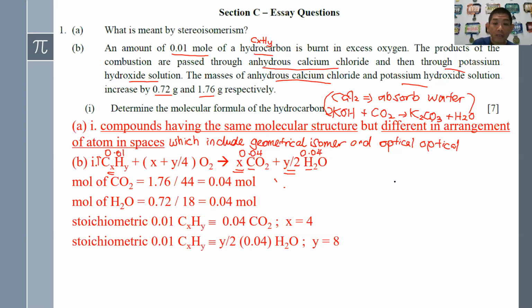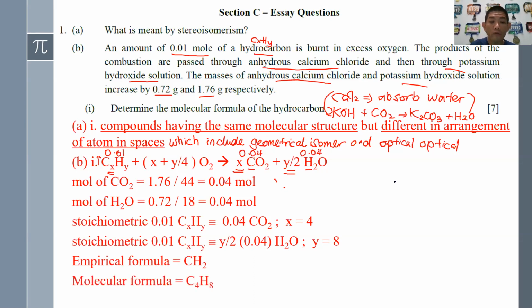So as a result, you can find your empirical formula as CH2 and your molecular formula as C4H8. Just in case, you might also want to write the empirical formula for the hydrocarbons involved. As I always tell you, do not bother where the marks are located. You must try your best to write out as fully as you can as a student. That is how you answer question number 1B1.